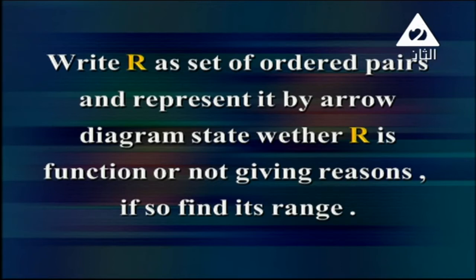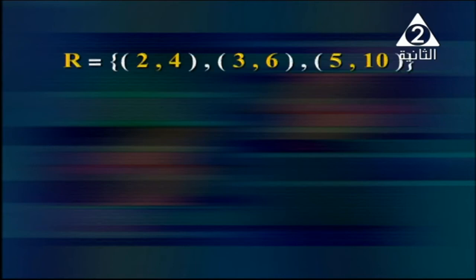First of all, 2A equals B. Then what about the relation? Yes, 2 times 2 equals 4. So the first ordered pair of the relation will be (2, 4). Then 2 times 3 equals 6, so it is (3, 6). 2 times 5 equals 10, so it is (5, 10). And this is going to be the relation.